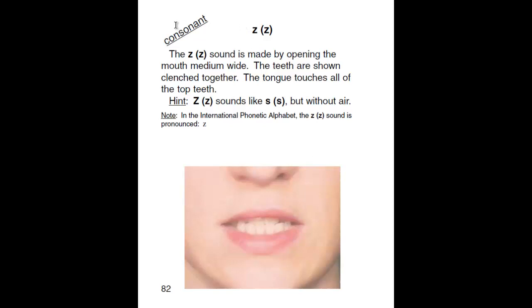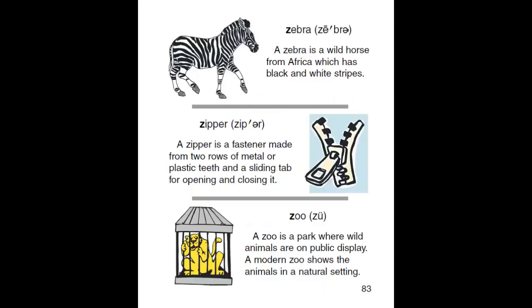Z. The Z sound is made by opening the mouth medium wide. The teeth are shown clenched together. The tongue touches all of the top teeth. Z. Zebra. Zipper. Zoo.